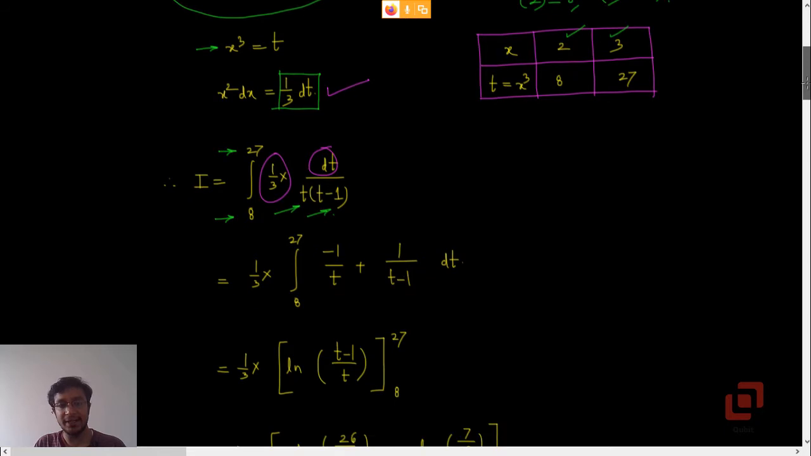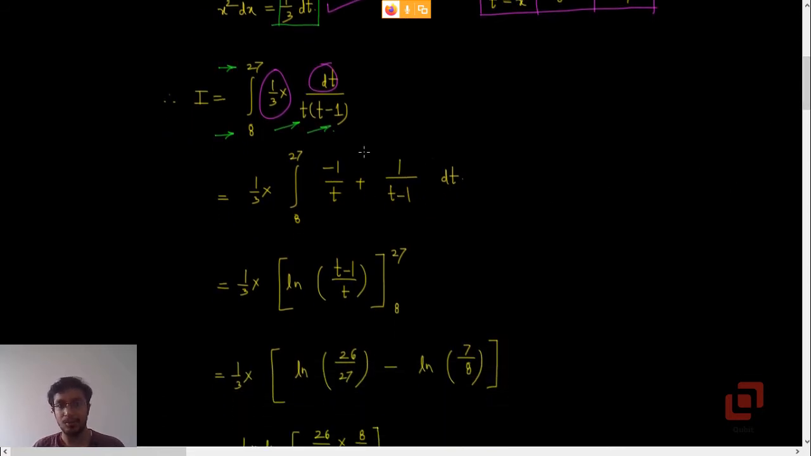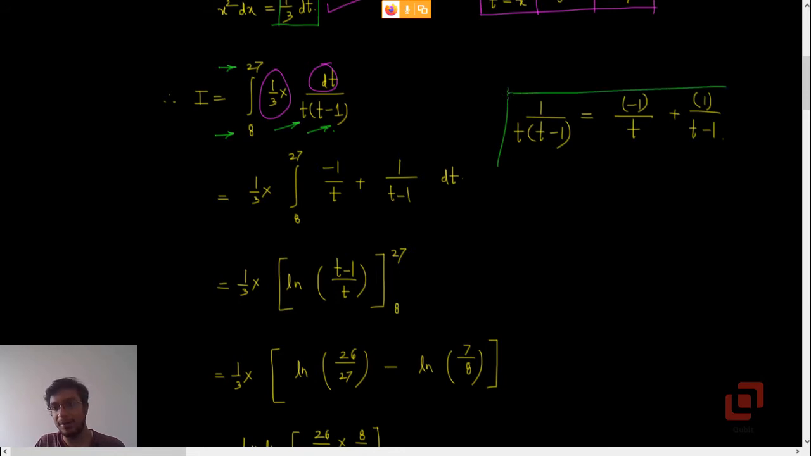So this is now a standard integration by partial fractions problem, with or without repetition of any linear factor. So you can now easily split this function 1 upon t into t minus 1 into partial fractions. If you do that, then your constants will be -1 for 1 upon t and +1 for 1 upon t minus 1. So this is where your knowledge of partial fractions will be helpful.